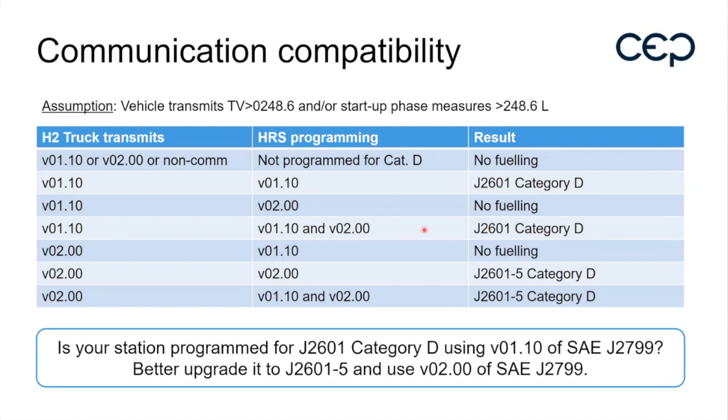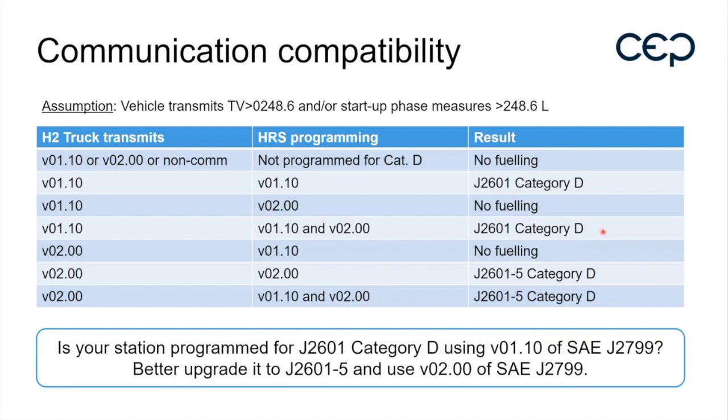But it's a very good question, and it's for sure one item that we need to rediscuss. So are we going to fuel with the old standard or not? Probably yes, because we assume that if the truck sends out this version, then it probably means that the largest tank is less than 250 liters. Okay, but then we will see what we will do.